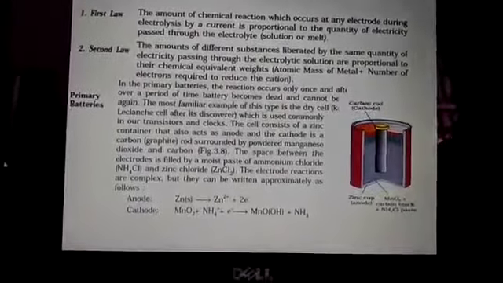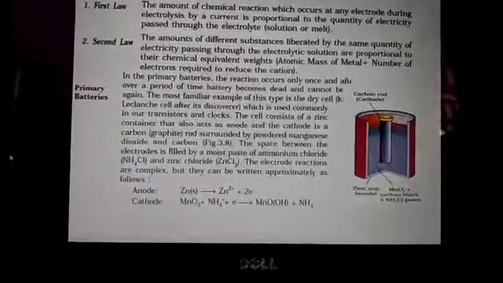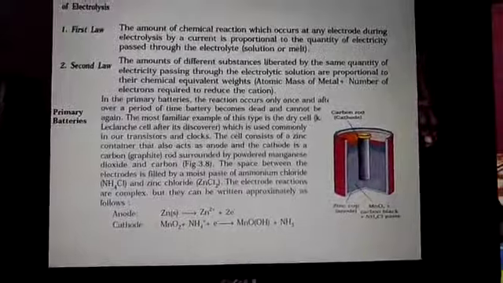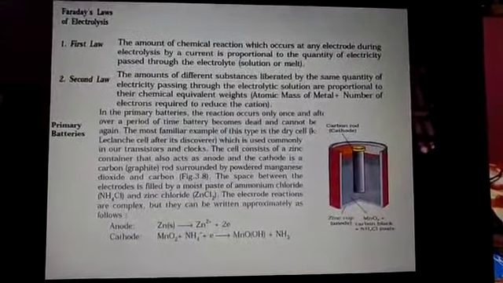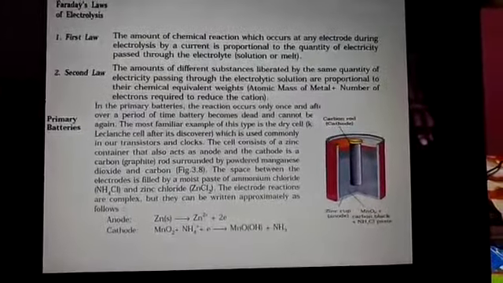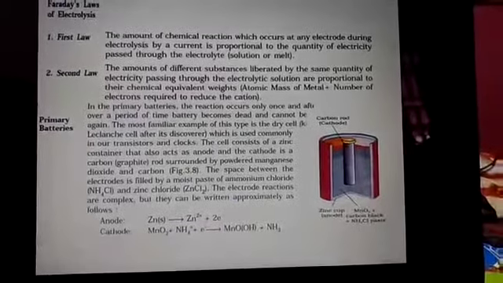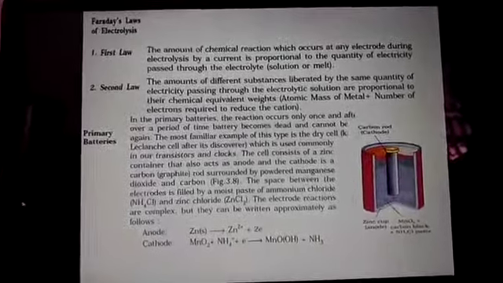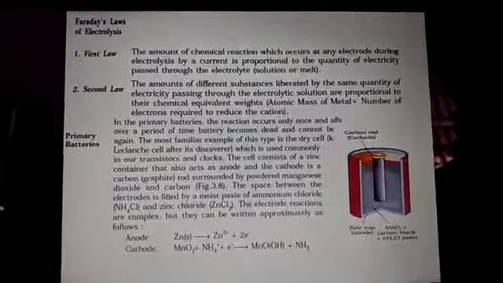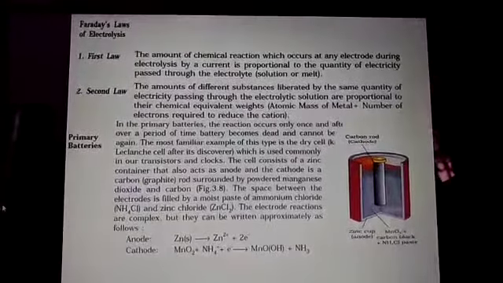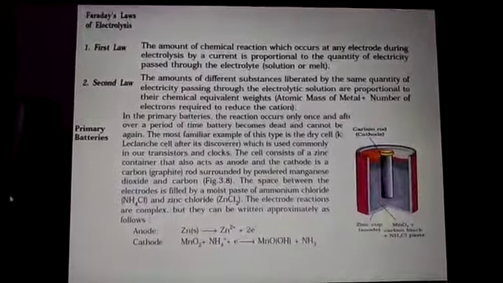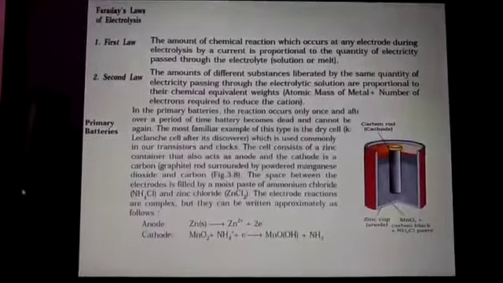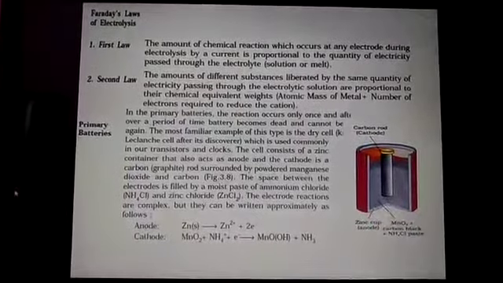The zinc container acts as the anode. The container is lined with porous paper which separates the zinc from the paste and allows the ions to pass through it. A graphite rod is placed in the center and acts as the cathode. It is surrounded by MnO2 and carbon. The electrode reactions are complex. These reactions are shown in the slide. Zn changes into Zn²⁺ plus 2 electrons. MnO2 plus NH4⁺ plus electron changes into MnOOH plus NH3.